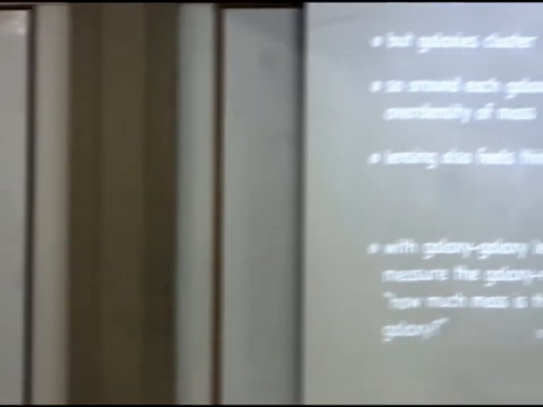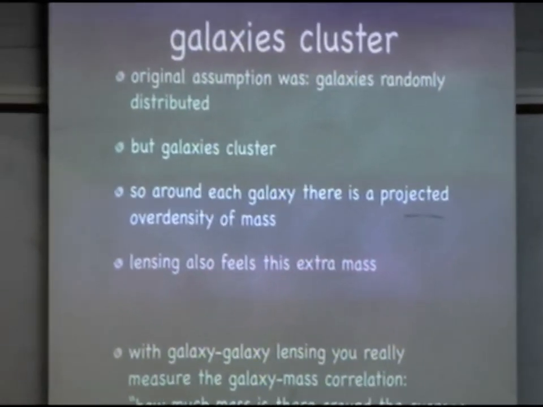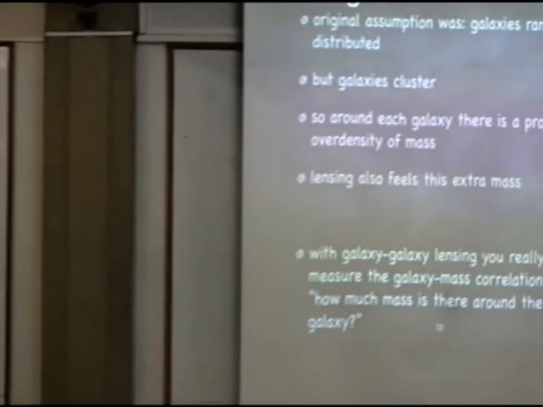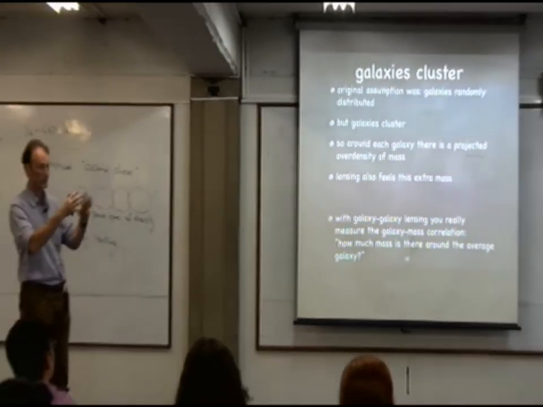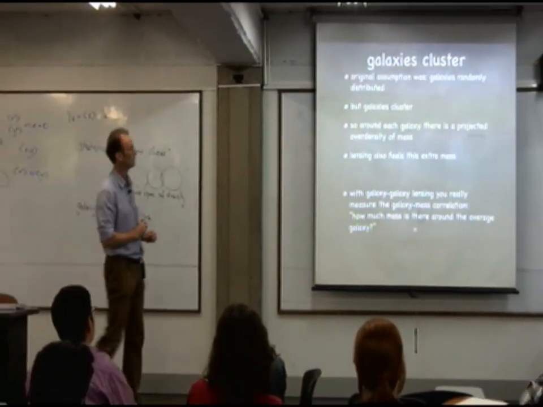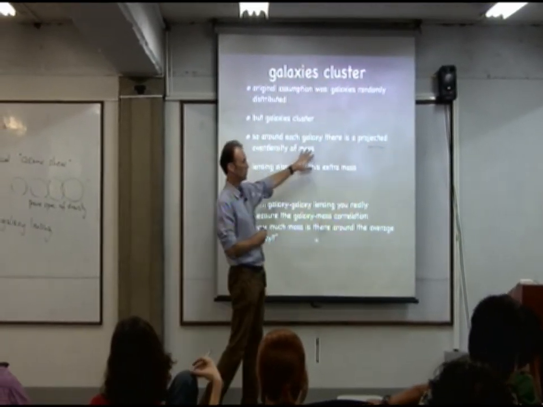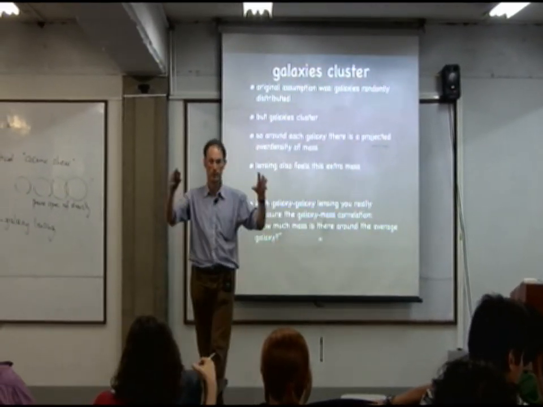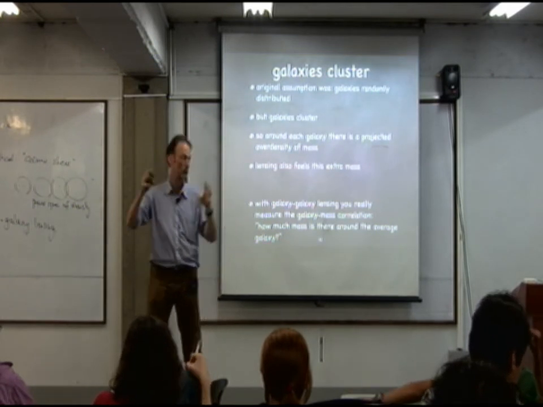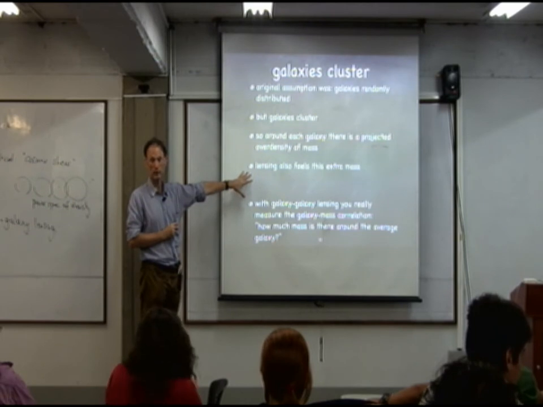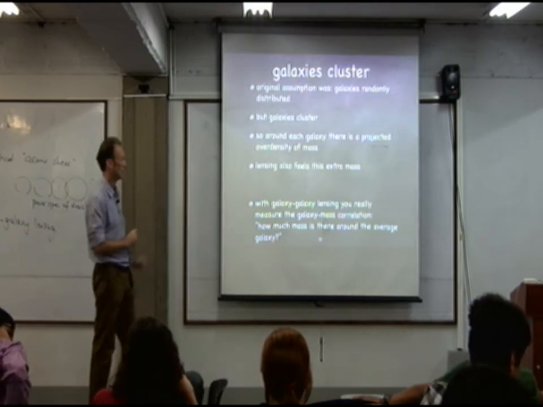And now, in fact, I've assumed that the galaxies are randomly distributed. That's not quite the case. We know that galaxies cluster. They're attracted to each other, and so they form in clusters. And so around each galaxy, there is actually a projected overdensity of mass simply by the fact that it has neighbors, that other galaxies are more likely to be near it. And so the lensing feels this extra mass just like it feels the mass of the galaxy itself.